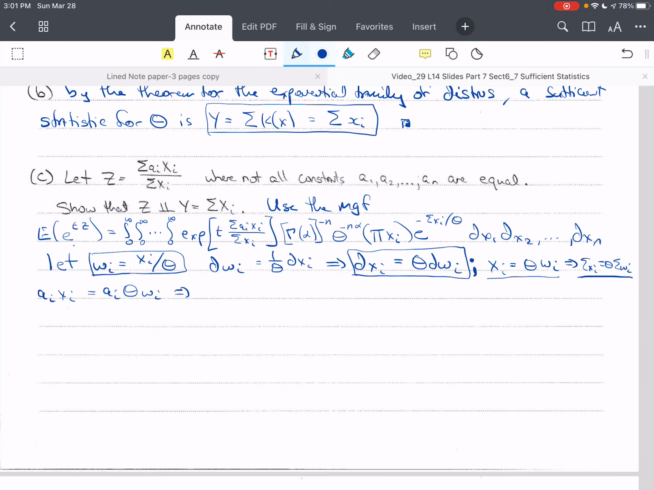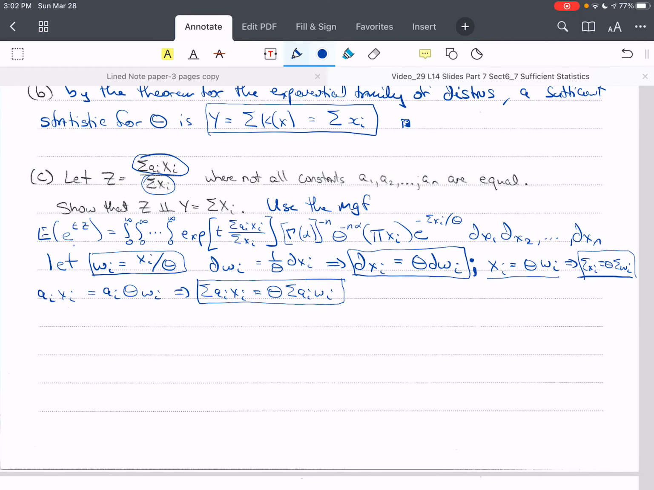a sub i x sub i is equal to a sub i times theta w sub i, and this implies that the sum of a sub i x sub i equals theta times the sum of a sub i w sub i. Why am I doing that? Look at this term here. I need the sum of a sub i x sub i, and on the bottom I needed the sum of x sub i. So I now have the sum of x sub i here, and I also have the sum of a sub i x sub i here, from that substitution. Okay?